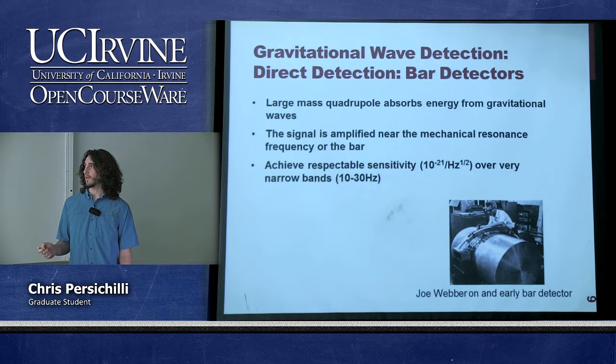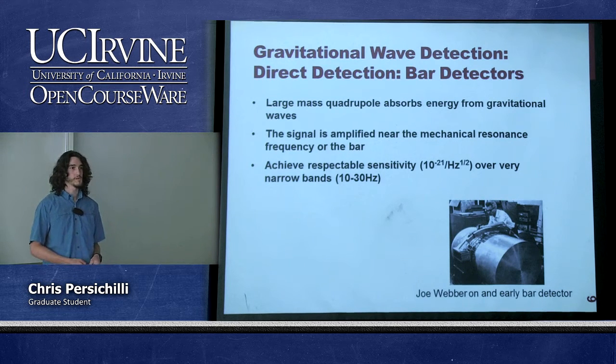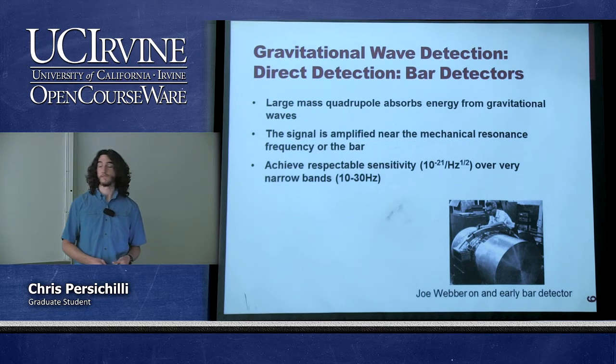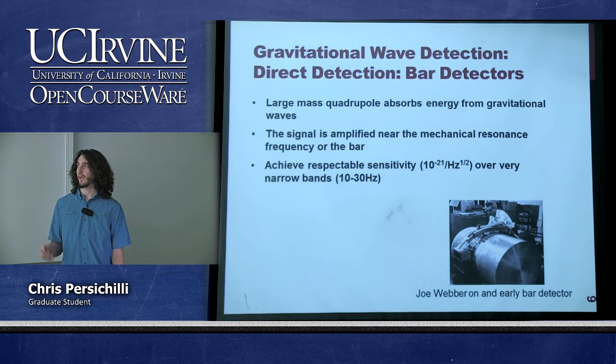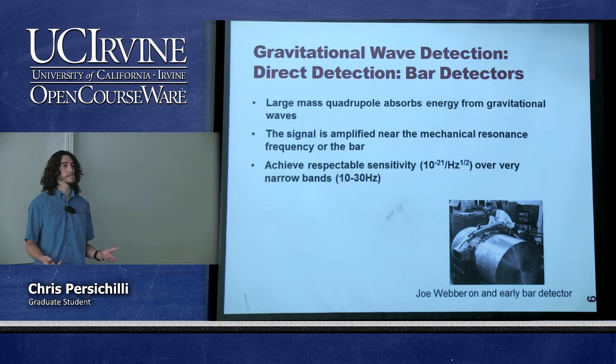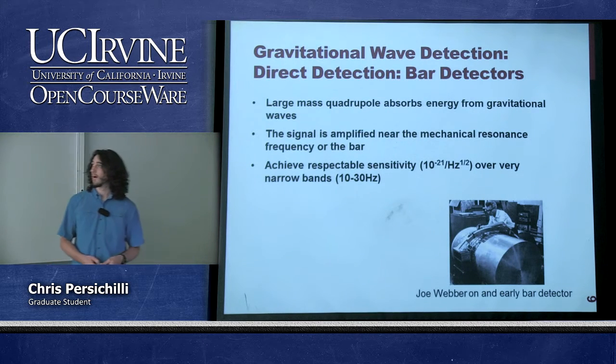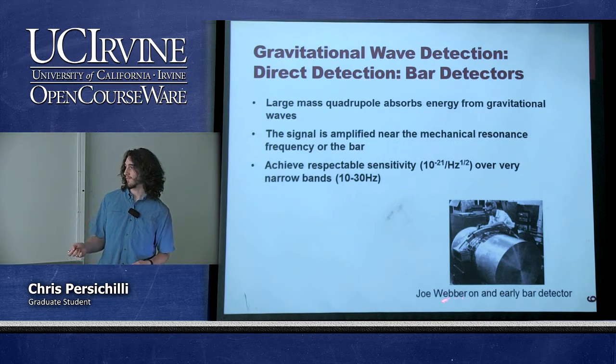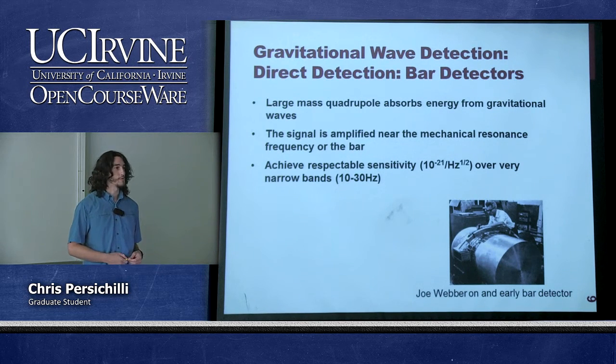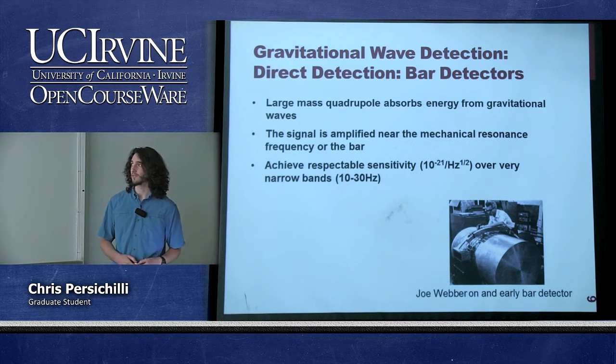So these things can be reasonably sensitive, on the order of the sensitivity of the first generation of ground-based laser interferometers, but they're only effective over a very narrow range of frequencies. You basically need to be right on the mechanical resonance frequency of the detector in order to have any sort of measurable effect. And this is a picture that shows up in every talk about this, so I figured I'd include it here, of Joe Weber working on one of the early bar detectors.